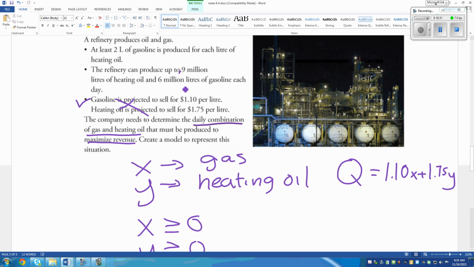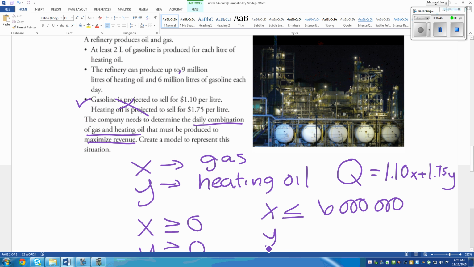So x has to be less than or equal to 6 million, and y has to be less than or equal to 9 million. So when you go to graph this, you're going to have to change your scale. A lot of times you're going to have to change your scales when we're doing word problems because they don't go from 1 to 10. Usually they go from 0 to 1,000. In this case, 0 to almost 1 billion, right?